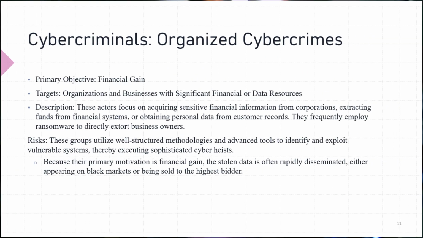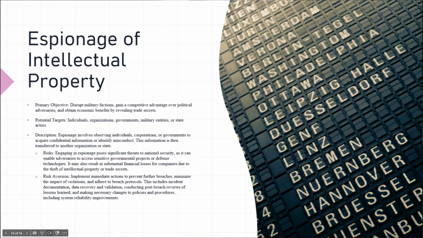Organized cybercrime. This is mostly for financial gain. These hackers focus on acquiring sensitive financial information of corporations, extracting funds from financial systems, and obtaining personal data from customer records. They frequently employ ransomware to directly extort business owners. Corporate espionage. Objective: disrupt military factions, gain competitive advantages or political advantages, or attain economic benefit by revealing trade secrets. Espionage involves observing individuals, corporations, or governments to acquire confidential information and identify misconduct. The information is then transferred to another organization or state.